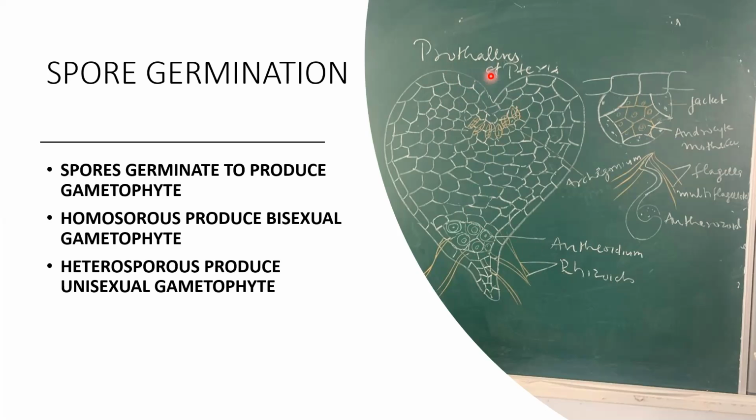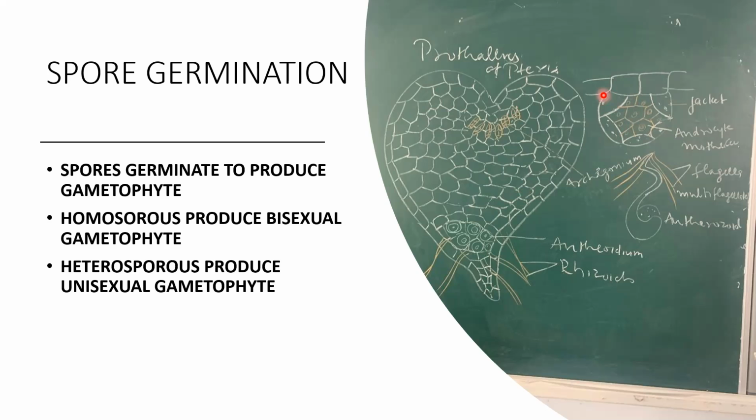Prothallus is also called the gametophyte, and it is produced after germination of the spore, and the prothallus or gametophyte is attached to the substratum by means of rhizoids. Rhizoids help in fixation of the prothallus or gametophyte to the soil and absorb water and minerals for the plant. And this prothallus is also heart-shaped and haploid in genetic constitution.